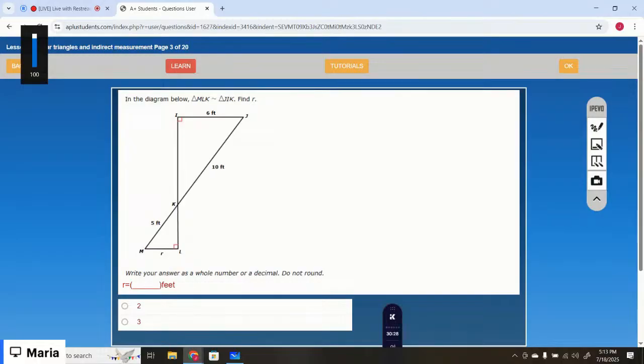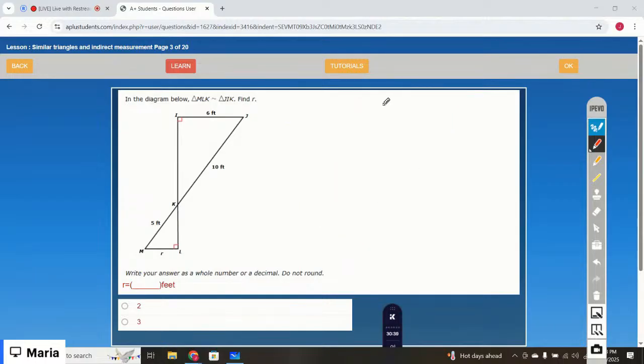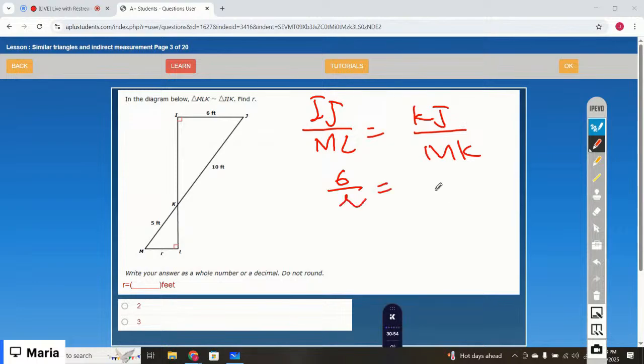In the diagram below, triangle MLK and triangle JIK are similar, find the side length R. Okay, so IJ is similar to ML and KJ is similar to MK. So that would be 6 over R equals 10 over 5. So 6 over R equals 2 over 1. So R equals 6 divided by 2, that is 3. So option number 2 is the correct option, 3 it is.